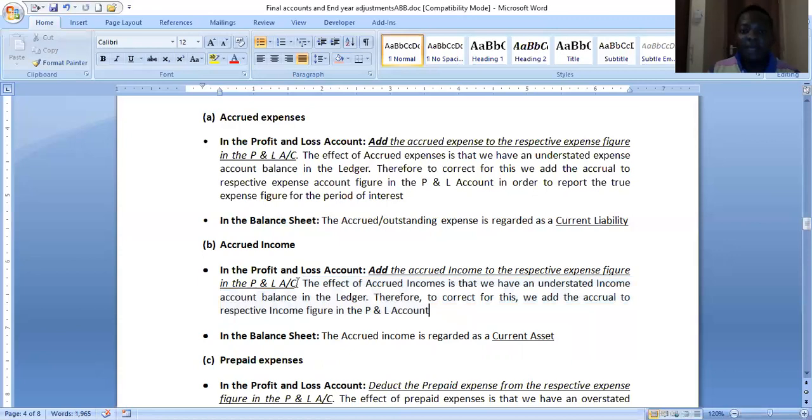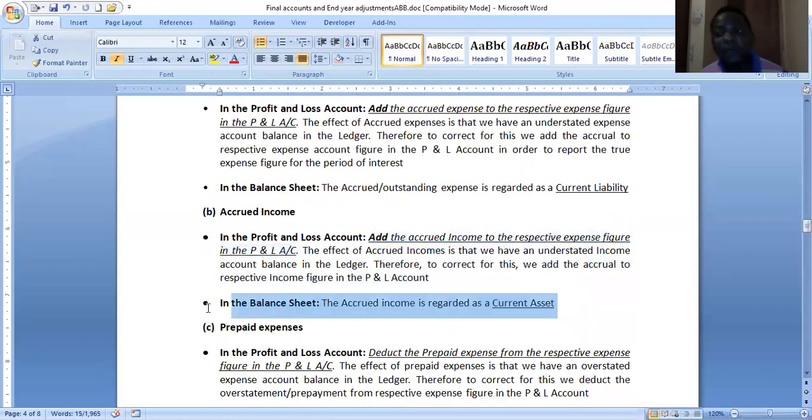So as such, we add the accrued income to the respective income figure in the profit and loss account. P&L here means the profit and loss account. And then in the balance sheet, we regard the accrued income as a current asset. So it's rent maybe we're supposed to receive from our tenant. He has not paid us, so he owes us. So to us, the tenant is now like a debtor, and a debtor is a current asset to the business. So therefore, the accrued income should be shown in the balance sheet as a current asset.